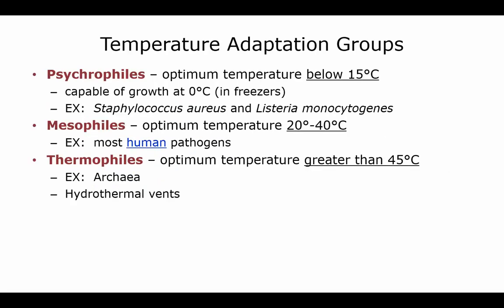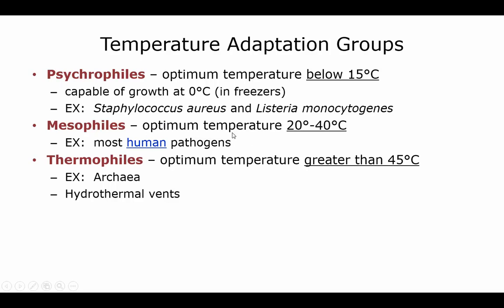Now, as far as the way that microbes have adapted to temperatures, we have three basic groups: the psychrophiles, the mesophiles, and the thermophiles. If you look at the psychrophiles, they prefer below 15 degrees. If you think about what 15 degrees feels like, that's cold. So these are microbes that can actually grow in your refrigerator and in your freezers, like Staph aureus and listeria. That's an interesting concept because a lot of people think you put it in the fridge, you put it in the freezer, and it kills it. But these guys actually prefer cold temperatures. Some of these can actually grow in the snow.